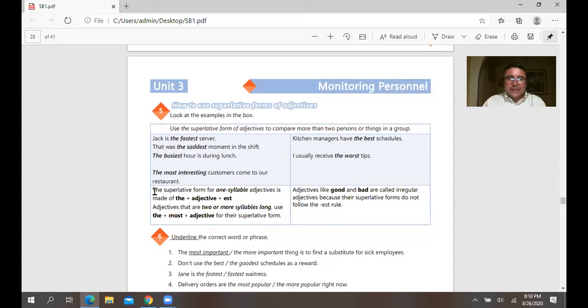And here in the last part of the chart, once again, we have the explanation. Superlative of one syllable, you have to use this article, and then you have to put EST to the adjective. If the adjective has two syllables or more, then you have to use the most and the adjective. Any questions or comments, class?